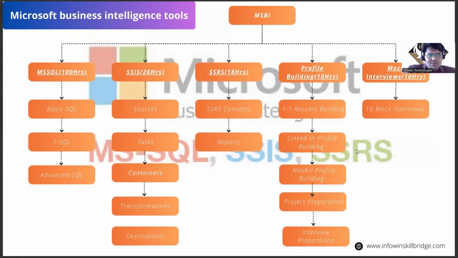When it comes to the syllabus content and the things we are going to discuss, this is a screen with a chart. We have different wings like MS SQL, SSIS, and SSRS, and the hours we are going to cover. In MS SQL, we cover basic SQL, T-SQL, and advanced SQL. In SSIS, we cover sources, tasks, containers, and transformations. I'm going to explain this complete chart in the syllabus copy.